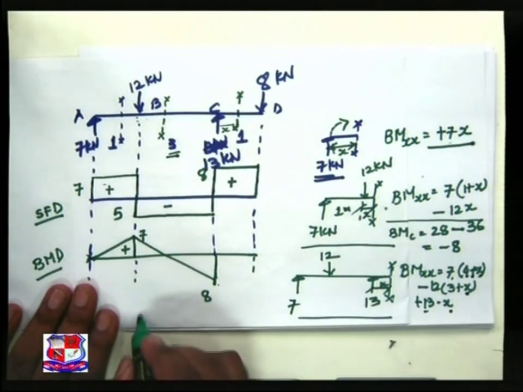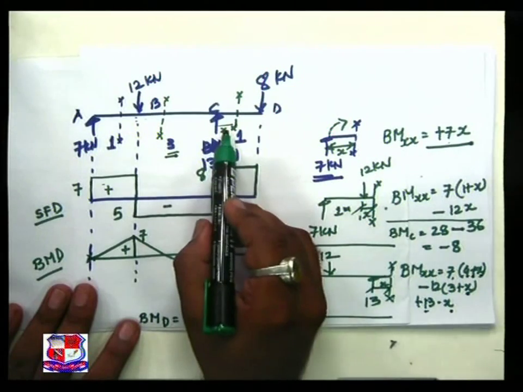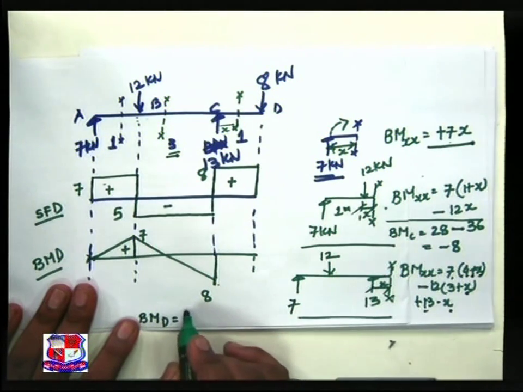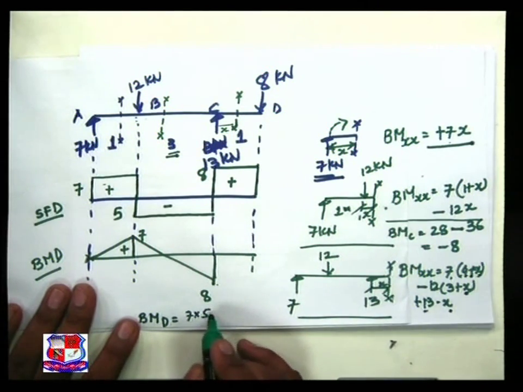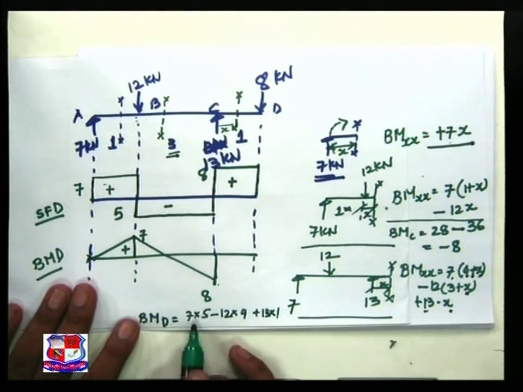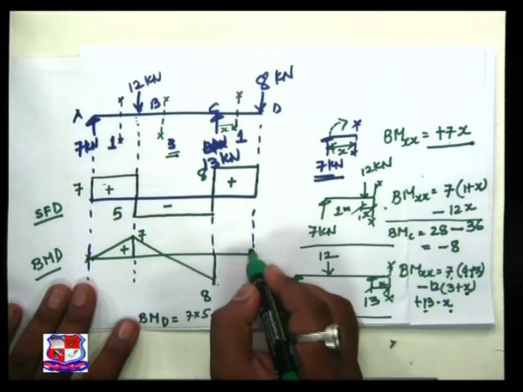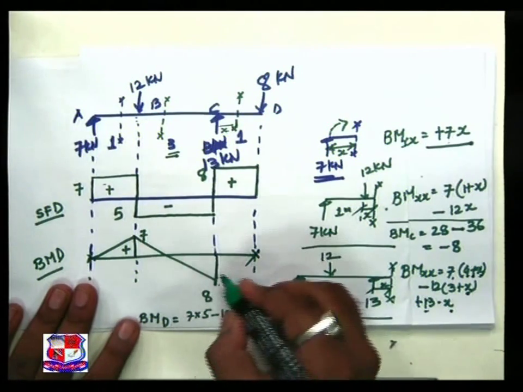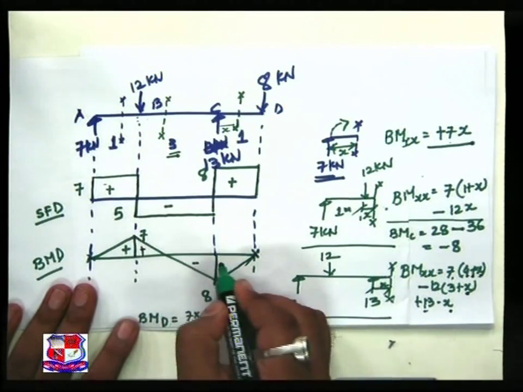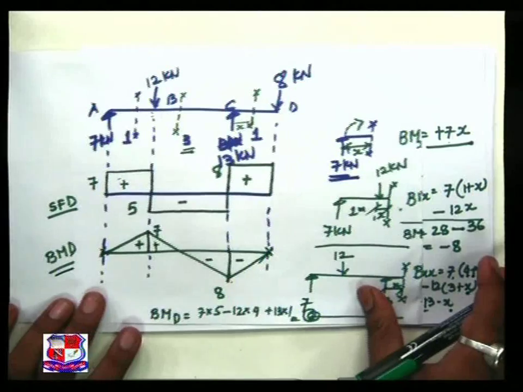So I will repeat it once again. Bending moment at D, because when x is equal to 1, the bending moment is at D, is equal to 7 into 5 minus 12 into 4 plus 13 into 1. 35 minus 48 plus 13, which comes to be straightforwardly 0. Joining these 2 points by an inclined straight line. So we have plus sign here and minus sign for these 2. So now we have achieved this bending moment diagram.